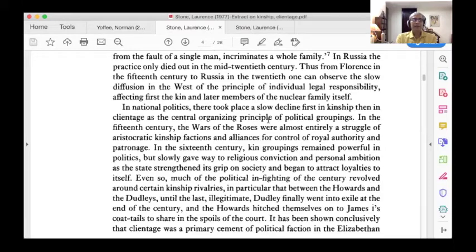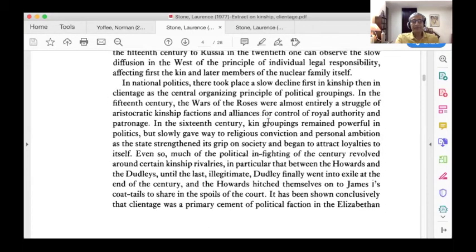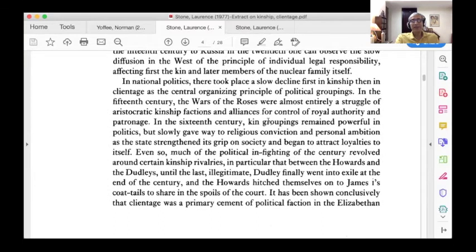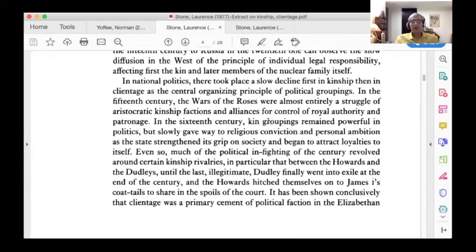Right? I think the Wars of the Roses was between the House of York and the House of Lancaster. Right? So great battles across huge aristocratic lordly families. In the 16th century, kin groupings remained powerful in politics, but slowly gave way to religious conviction and personal ambition as the state strengthened its grip on society and began to attract loyalties to itself.